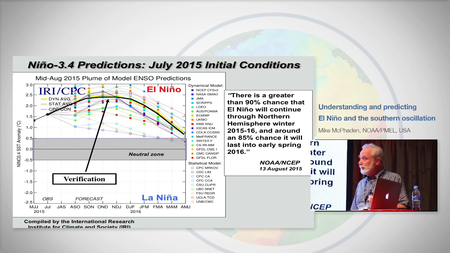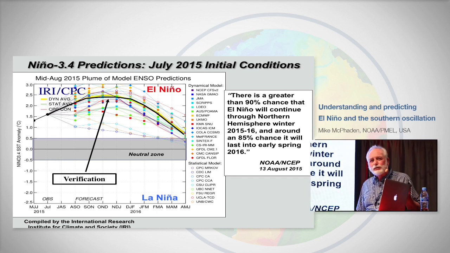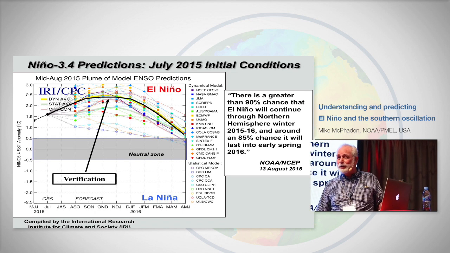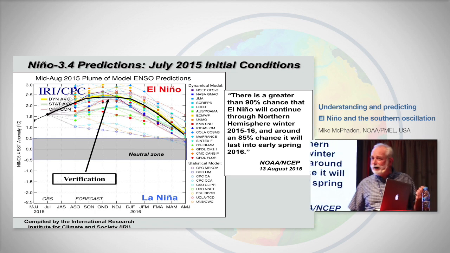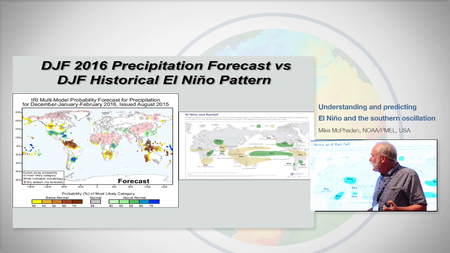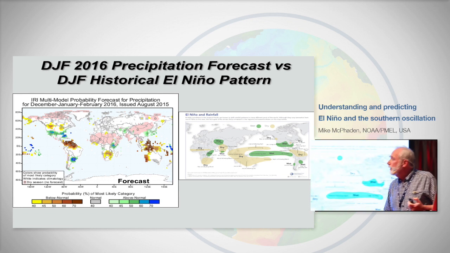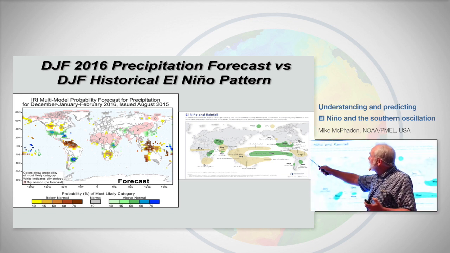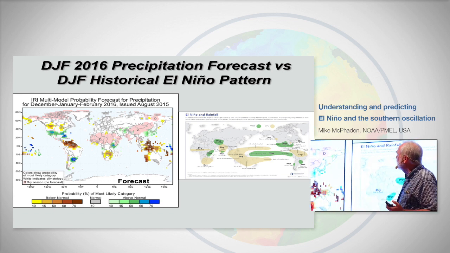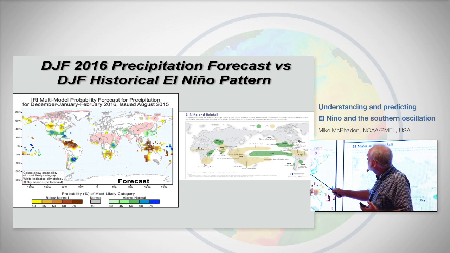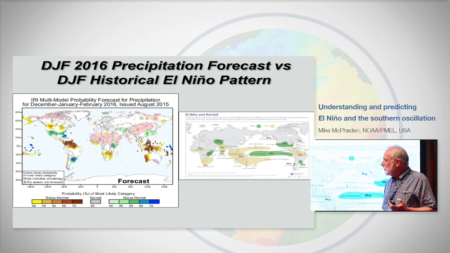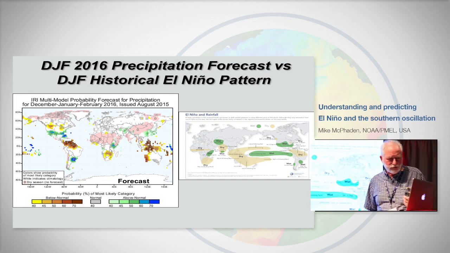But it's a pretty good forecast. It's also kind of academic. Not many people live in the Nino 3.4 region. And there are the island states of the Pacific, but what we're really interested in is what happens where people live. And so this is the December, January, February 2016 precipitation forecast from August 2015 initial conditions. This is put together by the International Research Institute for Climate and Society.